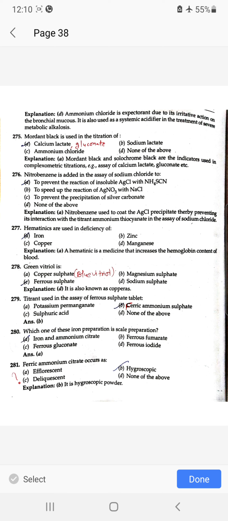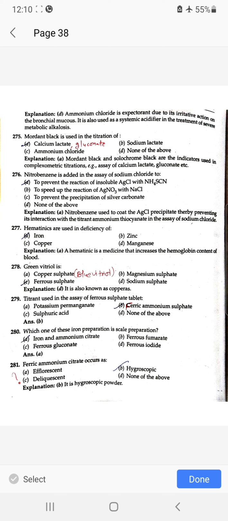Mordant black is used in the titration of calcium lactate and gluconate. Nitrobenzene is added in the assay of sodium chloride to prevent the reaction of insoluble AgCl with NH4SCN. Hematinics are used in the deficiency of iron. Green vitriol is ferrous sulfate. The titrant used in the assay of ferrous sulfate tablet is ceric ammonium sulfate.